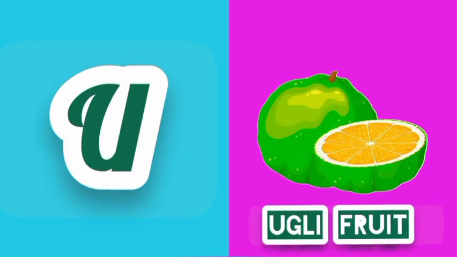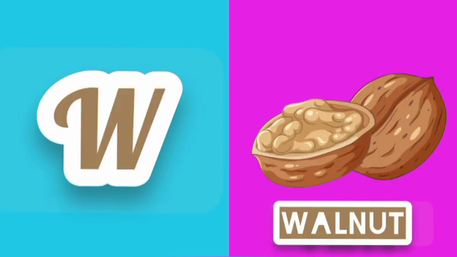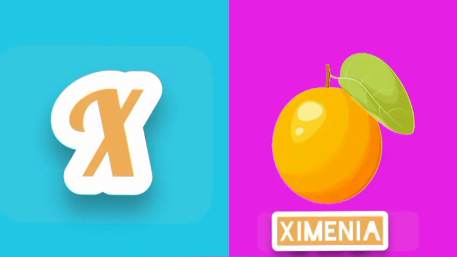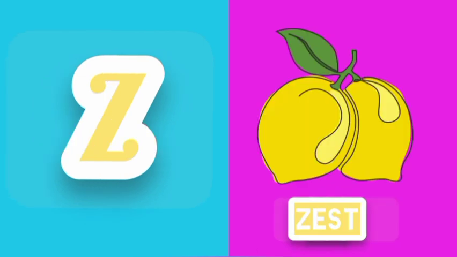U for ugly fruit. V for vanilla fruit. W for walnut. X for zymenia. Y for yellow plum. Z for zest.